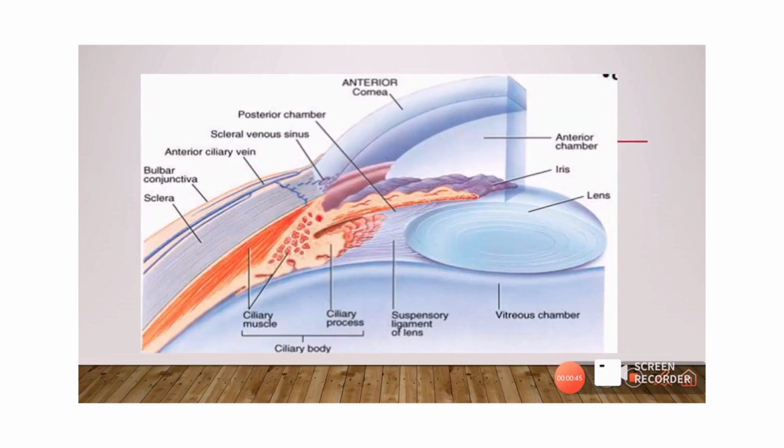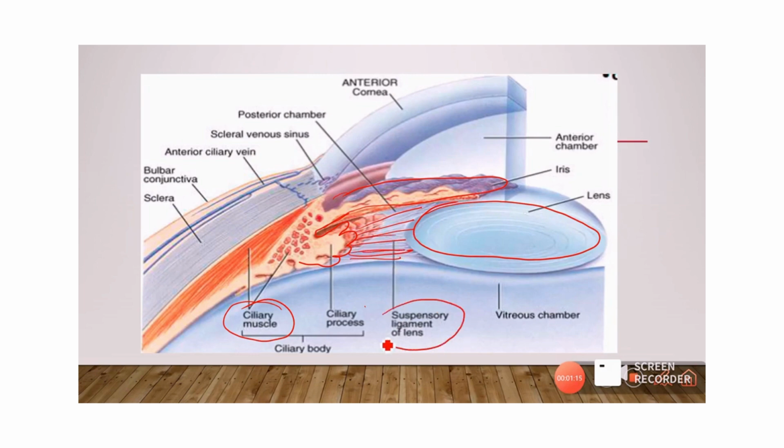So before I tell you how accommodation takes place, it's very important for us to know the basic anatomy of the lens. So this is the lens, and we know that the lens is situated behind the iris, and then behind the iris we have our ciliary body. The ciliary body consists of an important muscle which is called the ciliary muscle. Now the ciliary body is connected to the equator, that is the ends of the lens, using certain fine fiber-like structures, and these are called the suspensory ligaments of the lens.